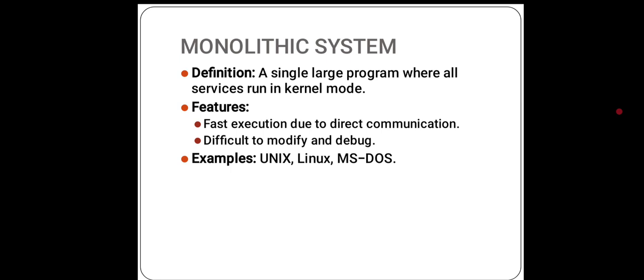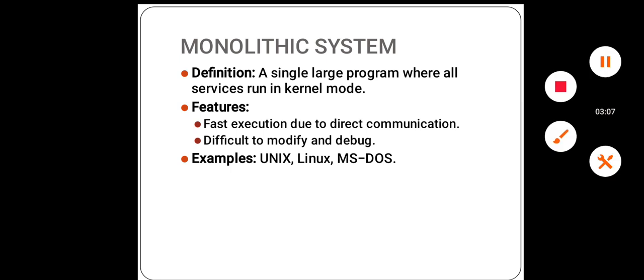There are 2 features. First one, fast execution due to direct communication between the OS components. Second, it is difficult to modify and debug because all services are in one program. For example, Linux, Unix, Mac OS and MS-DOS. These are the examples of monolithic system.